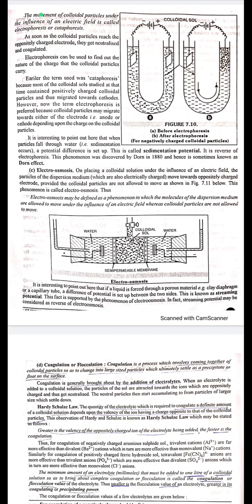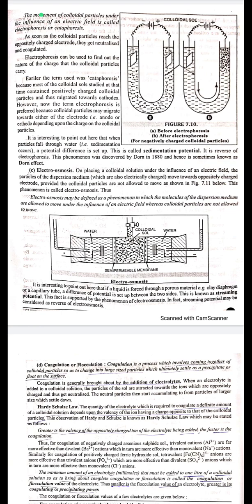On placing a colloidal solution under the influence of an electric field, the particles of the dispersion medium move towards a positively charged electrode, provided the colloidal particles are not allowed to move. This phenomenon is called electroosmosis. Thus, electroosmosis may be defined as a phenomenon in which the molecules of the dispersion medium are allowed to move under the influence of an electric field, whereas colloidal particles are not allowed to move.